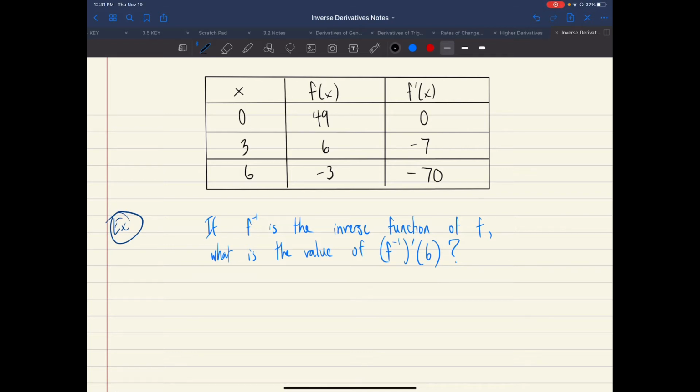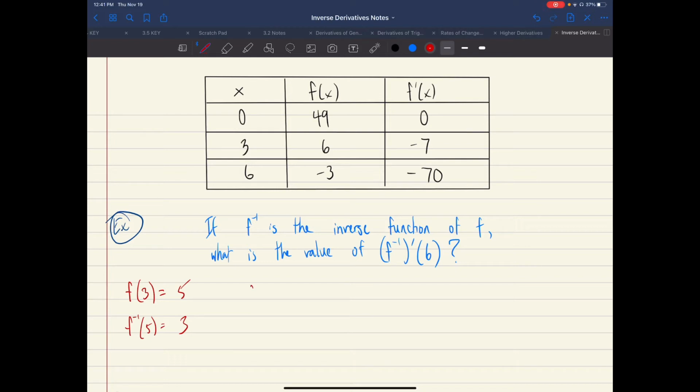So if you plug in, let's say for example, I'm going to do this, this is not part of this problem, but if you have f of 3 equals 5, for instance, then f inverse of 5 equals 3. So the inputs and outputs are going to switch between the inverse and the original function. So this says, what is the value of f inverse prime of 6? Okay, well, that's basically taking the derivative at 6.